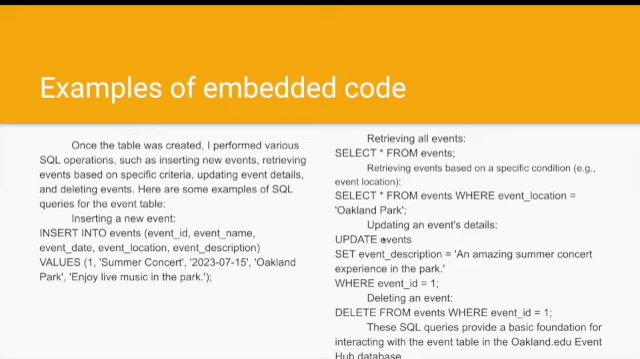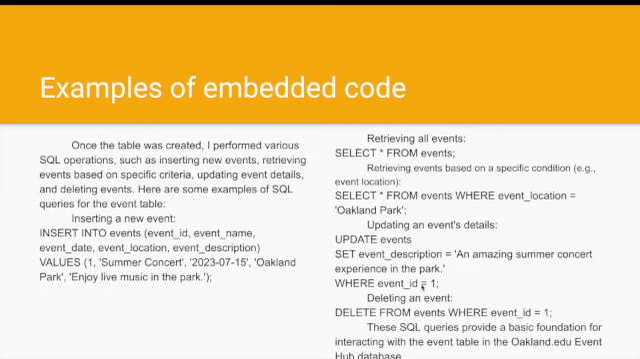Now, updating an event's detail. So, of course, what if anything changes in that event? You need to update it to inform everybody. So that's when we just put update events and then set event description. So this is the description of the event, which is all right here: enjoying the live music at the park. I changed it up just a little bit: an amazing summer concert experience in the park. So basically, that update right there changed the description from just enjoying the live music in the park to an amazing summer concert experience in the park, which is a lot better of a description. So that's the update right there.